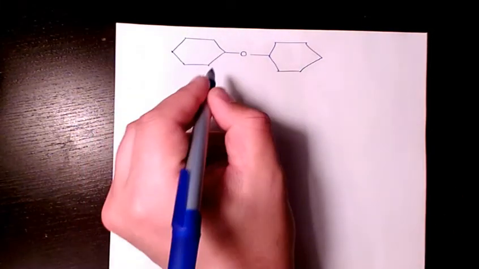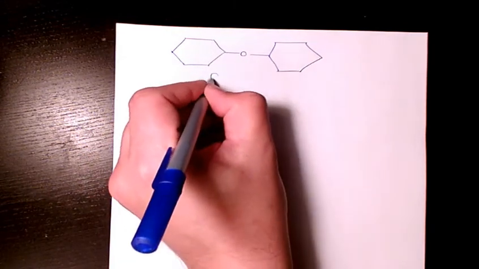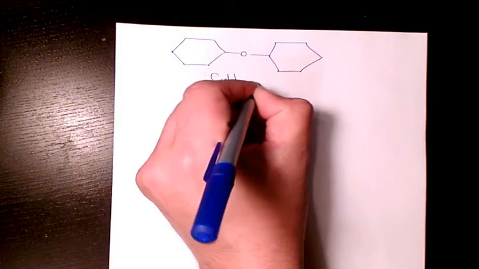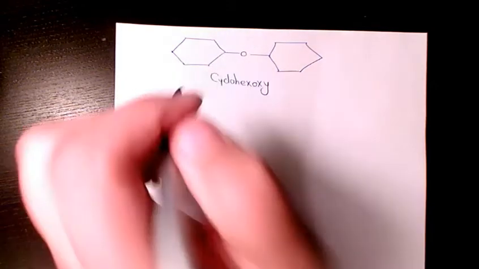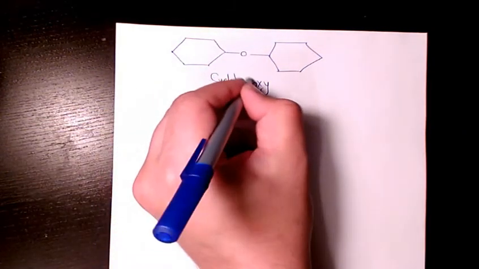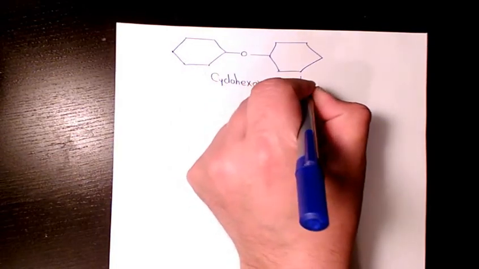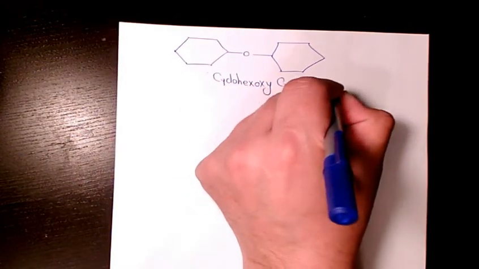So if I want to show you the IUPAC name, it's going to be cyclohexoxy, because that's an alkoxy group. Cyclohexoxy cyclohexane, that's the IUPAC name.